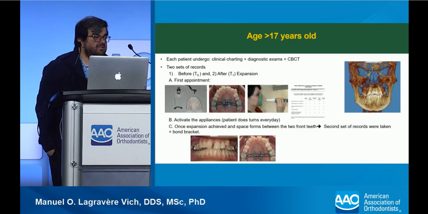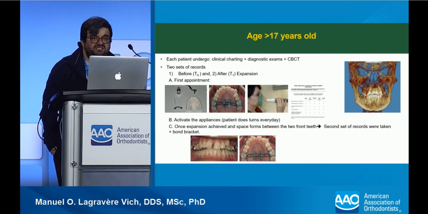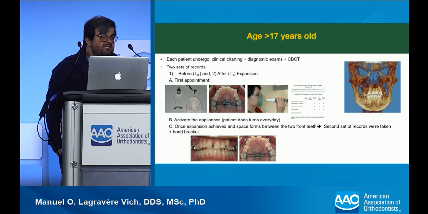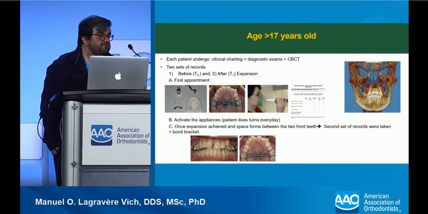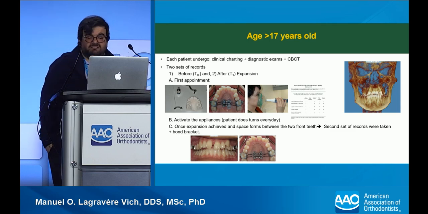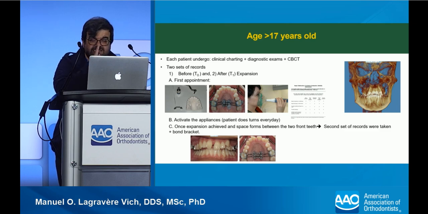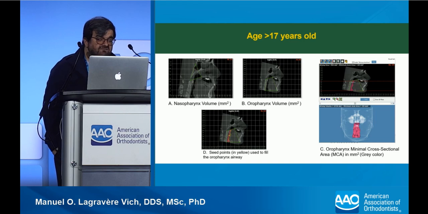So each patient has clinical charting, diagnostic exams, and CBCTs. We have 2 sets of records, before and after expansion. Now, being adults, I take a CBCT once I confirm that there was expansion, because I need to verify if the suture was split, because if the suture wasn't split, then those patients would have to go to surgery. So that was the justification. We activate the appliances, and once expansion is achieved and the space forms between the 2 incisors, we take the 2nd set of records. We analyze the nasopharynx, oropharynx.